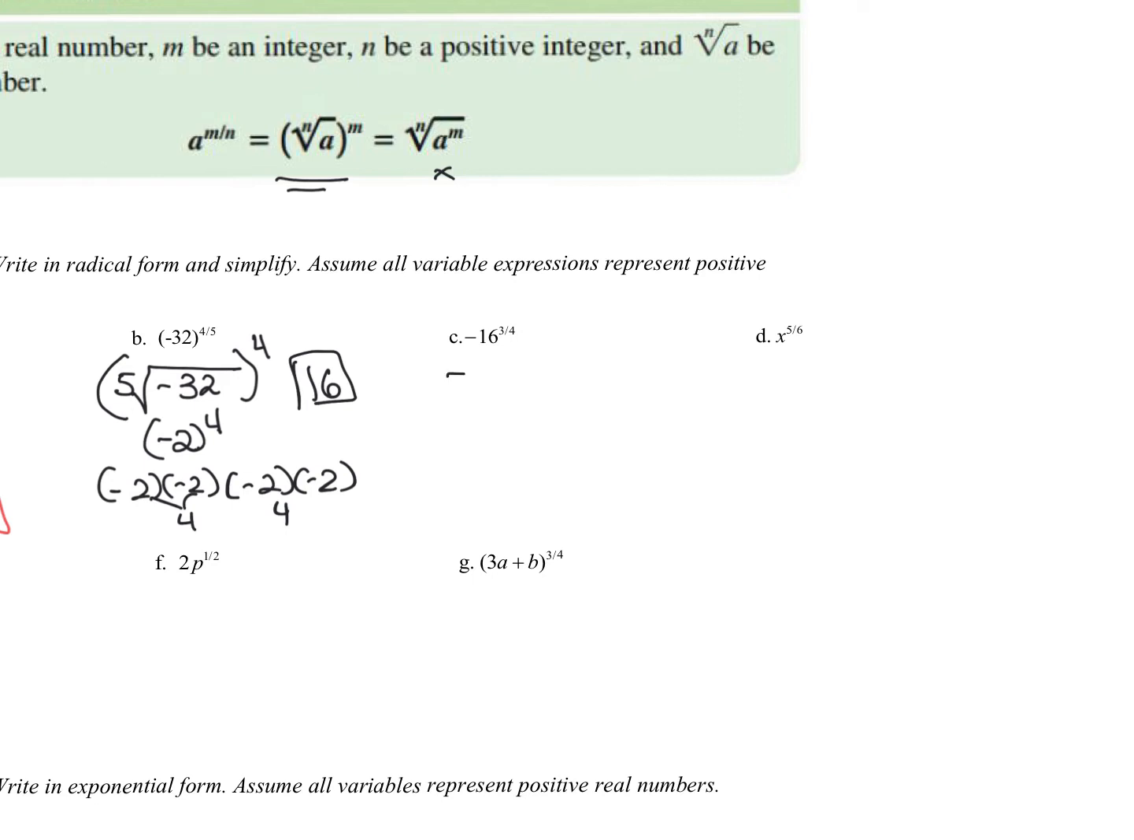Letter C, I'm going to take the negative and put it out front, and then I'm going to do the 4th root of 16, and then I'm going to cube it. So I have negative 1 up front. The 4th root of 16 is 2, because 2 times 2 times 2 times 2 is 16. So now I have 2, but I have to raise the 2 to the 3rd power. So 2 times 2 is 4, times 2 more is 8, and then I have the negative 1, so the answer is just negative 8.